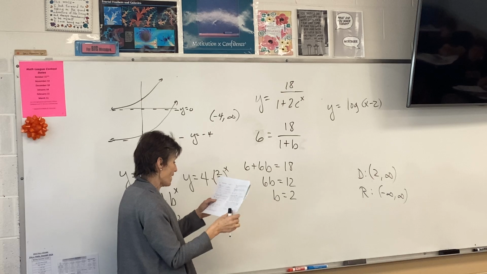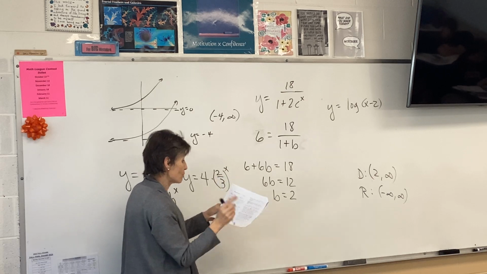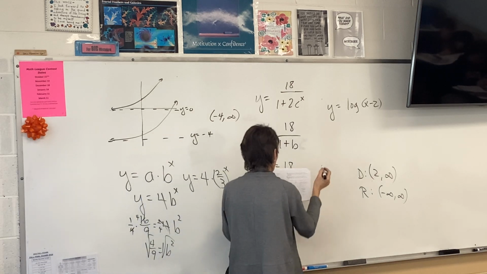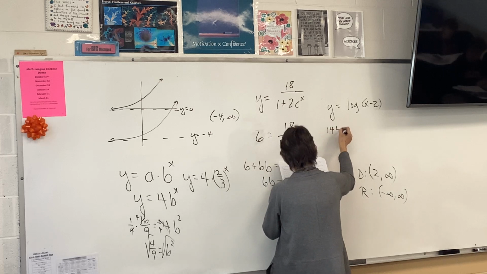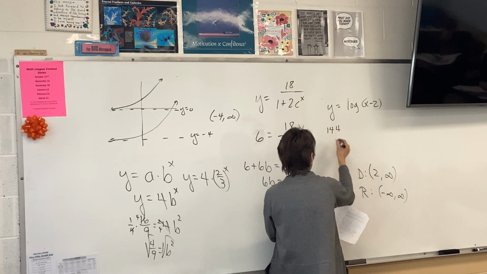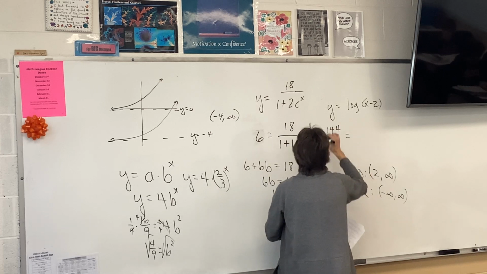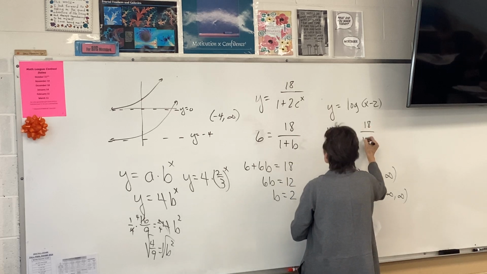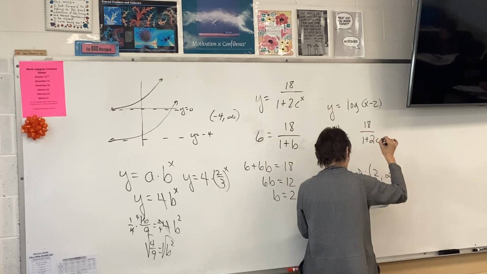So then we have our third piece of information, which says that if y is 144/17, then x is 2.